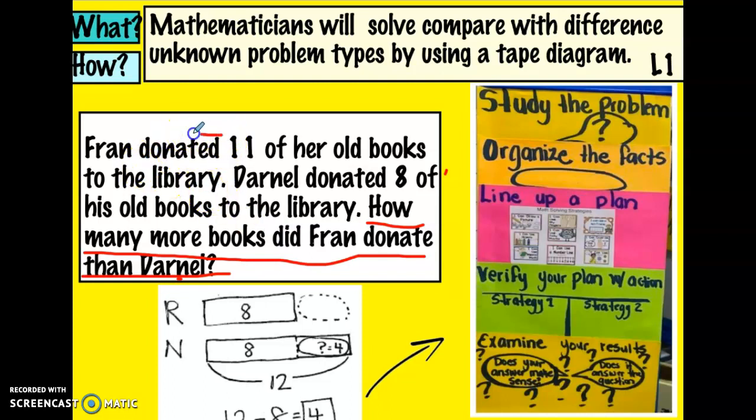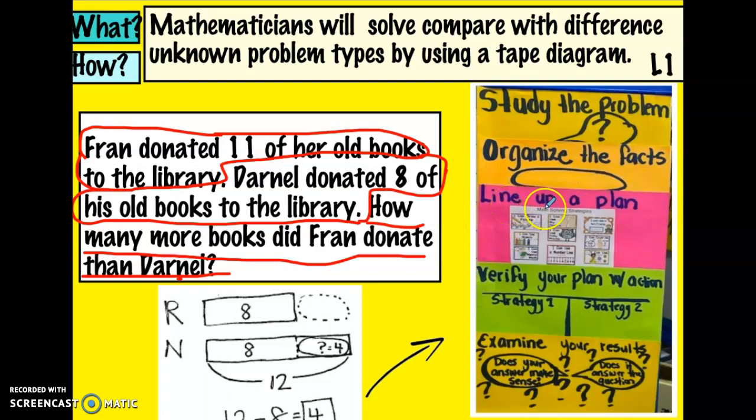Yes. First fact, Fran donated 11 of her old books to the library. So we circle all important facts. Let's read the next statement. Darnell donated 8 of his old books to the library. Is that important? Yes. So we're going to circle this other important fact. Remember to circle the important facts.